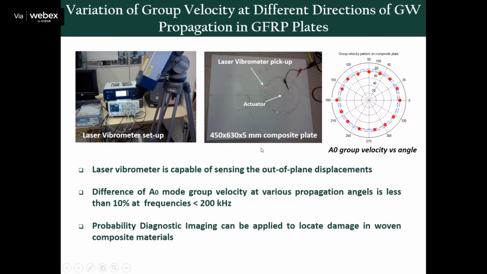By looking at a particular wave mode, here we choose the A0 mode. The difference of A0 mode group velocity at various propagation angles is less than 10% at frequencies less than 200 kilohertz. This is demonstrated in this plot here, A0 group velocity versus angle. And the PDI can be applied to locate damage in woven composite material, which is shown here with the geometry, 450 times 630 times 5 millimeters cubic.